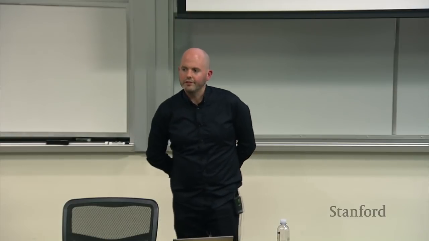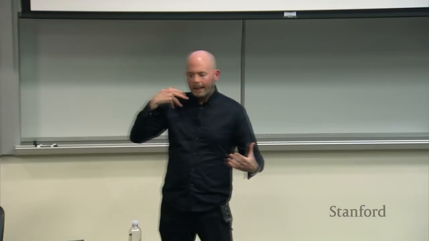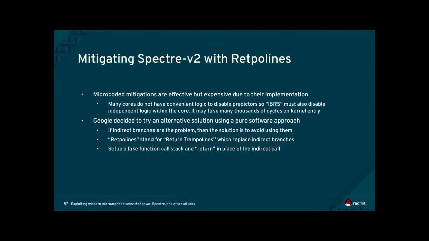I'm going to touch on Retpolines, and then I think we can take the rest to an open discussion. There is something that Google invented called Retpolines. You can read more about it later on. But what they do is they turn indirect branches into fake function returns. So they say, you know, the old doctor joke, right? If it hurts to do this, then don't do it.